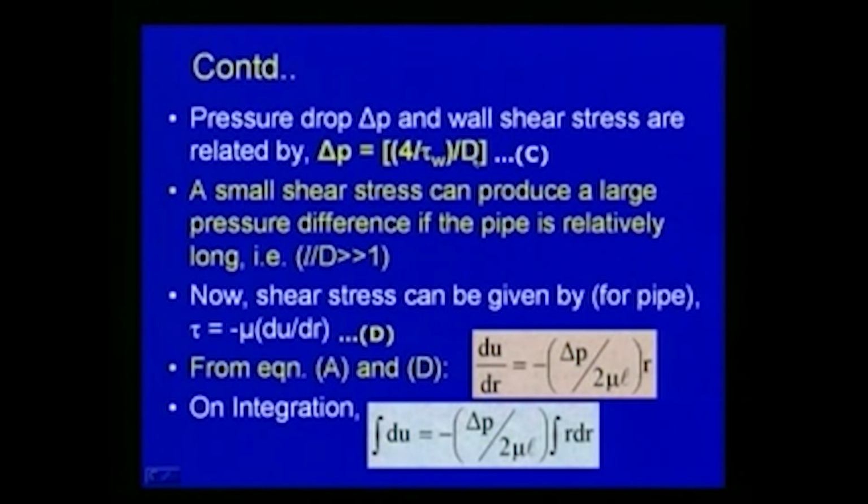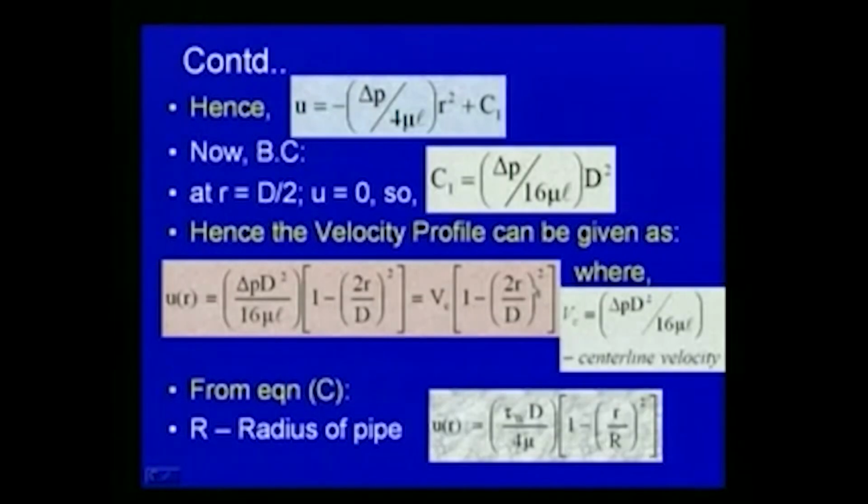And then from our earlier equation C, which is here, delta p is equal to 4 L tau w by d, if you substitute for tau w, we can write u(r) is equal to tau w into d by 4 mu into 1 minus (r by R) whole square, where capital R is the radius of the pipe. So, here d is the diameter of the pipe, capital R is the radius of the pipe. So, we get the velocity as a relation between the wall shear stress and the diameter or the radius of the pipe.